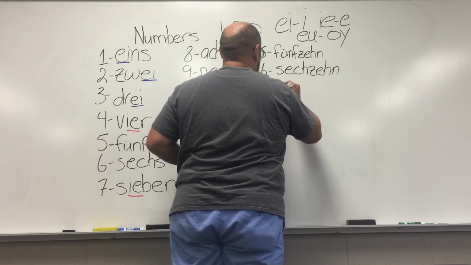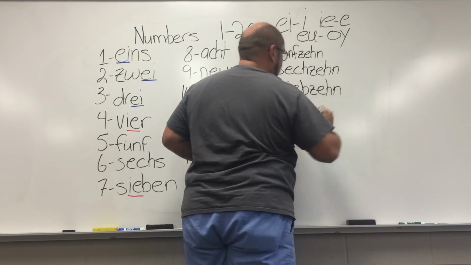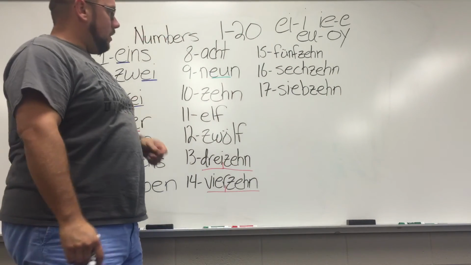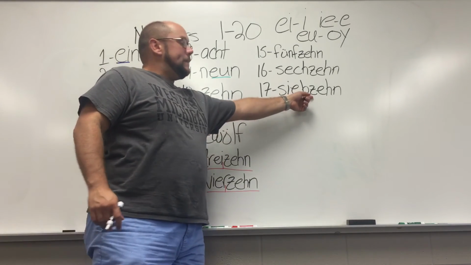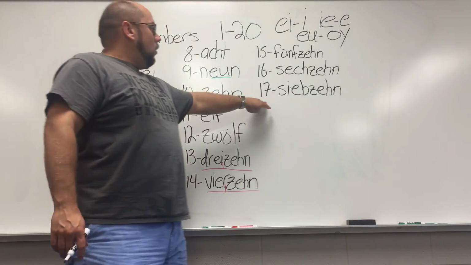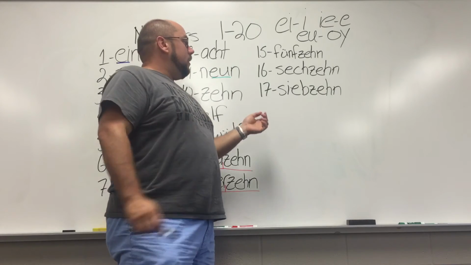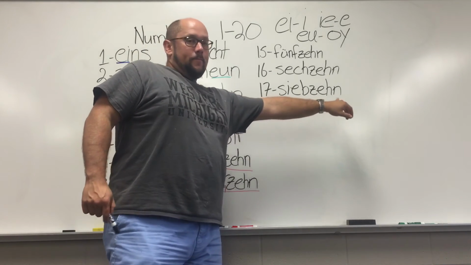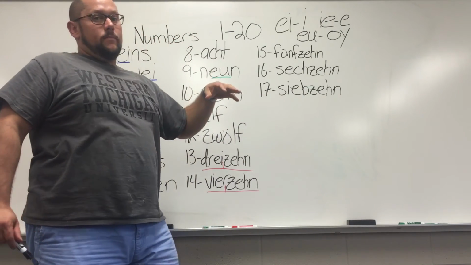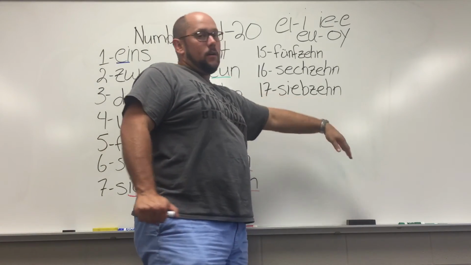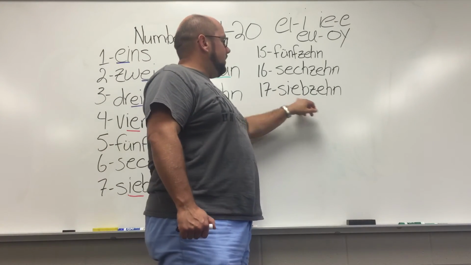17. Again, I know, it looks like I'm missing something, like the EN off of sieben. But again, for 17, we take off that EN. It's easier to understand, easier to say, so we have siebzehn. Siebzehn sounds better, it's cleaner, it's easier to understand and say. So 17, siebzehn.